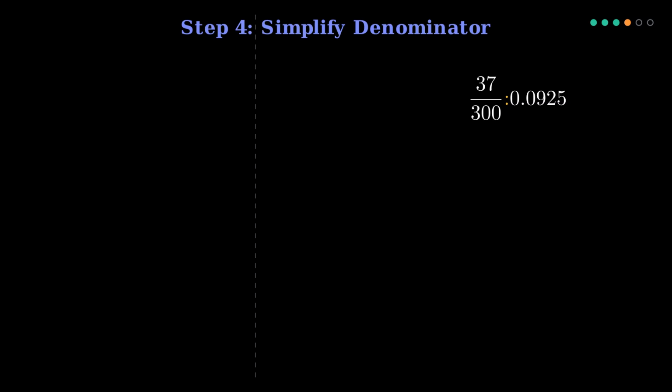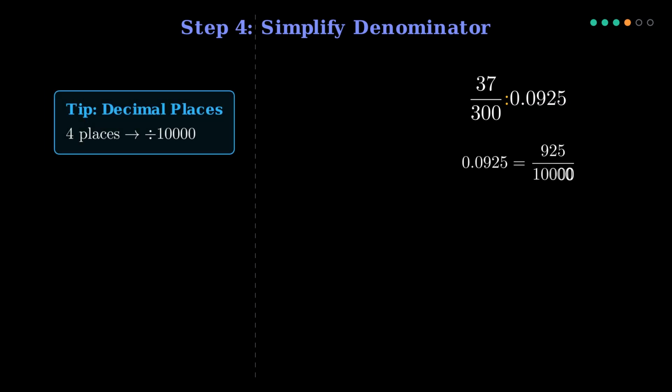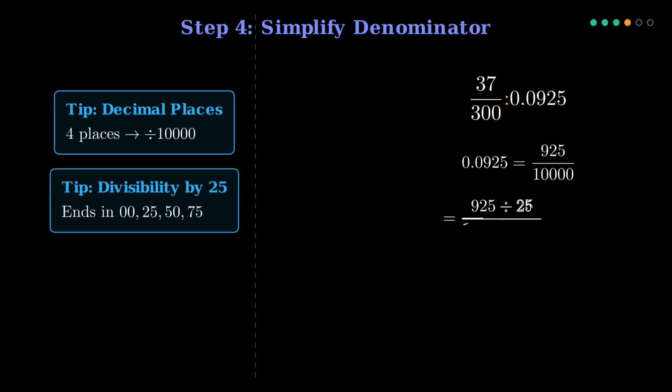Step 4. Now let's tackle the denominator. We have 37 over 300 divided by 0.0925. Let's convert the decimal. 4 decimal places means the denominator is 10,000. Both numbers are divisible by 25. Numbers ending in 00, 25, 50, 75 are divisible by 25.